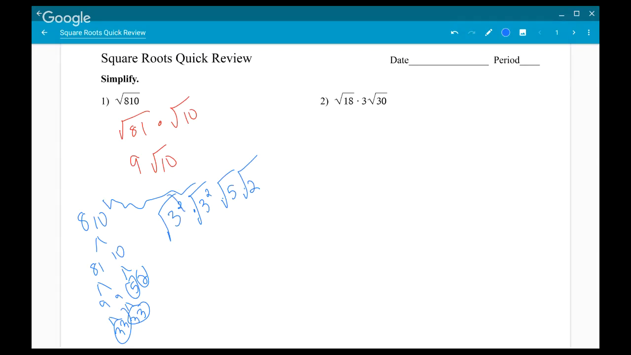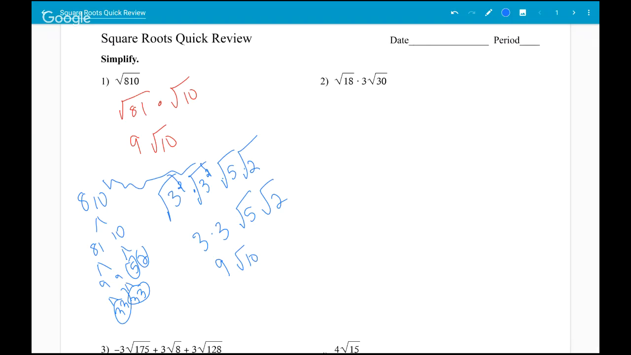Then, everywhere I see the squared, they cancel each other out. Square roots and squareds are opposites. The 5 and the 2 don't come outside of the square root because they're not perfect squares. Then I multiply my things back together. 3 times 3 is 9, 5 times 2 is 10, and I get the exact same thing that I did above. And that's it. I'm hoping that was at least pretty straightforward.